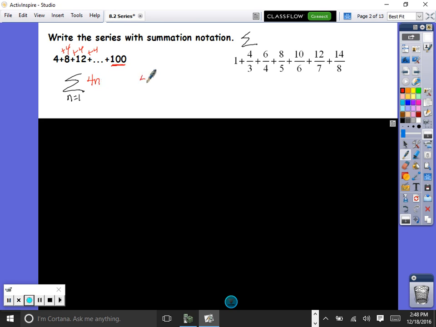So if I set 4n equal to 100, and then do the math, I get n equals 25. So 100 must be the 25th term. So then I come back here, and I am doing the first through the 25th term, and I am adding all of those together of 4n.